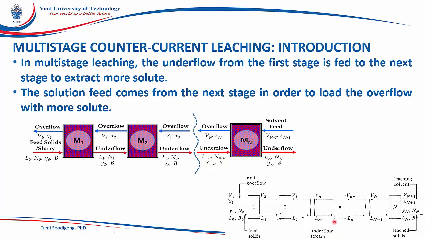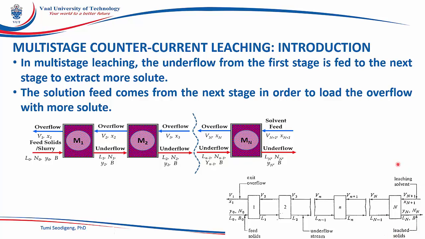somewhere in the middle. The feed to stage N will be Ln minus 1, the underflow feed, and then the overflow coming from that stage will be Vn, and then the solvent feed to that stage N will be Vn plus 1, and then the underflow product from that will be Ln. Just basically familiarizing you with the notation and numbering of the continuous multi-stage countercurrent leaching process.